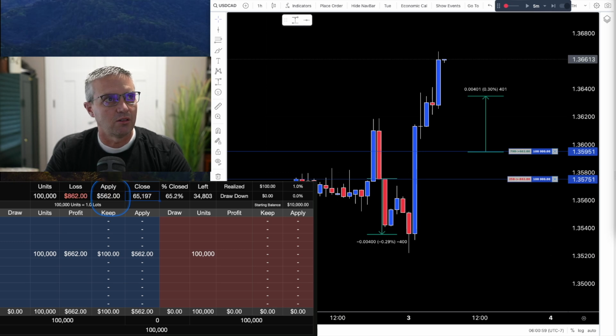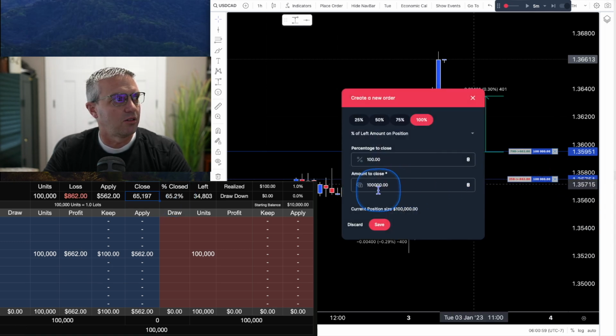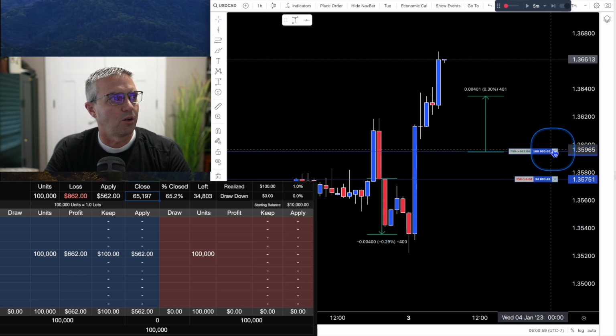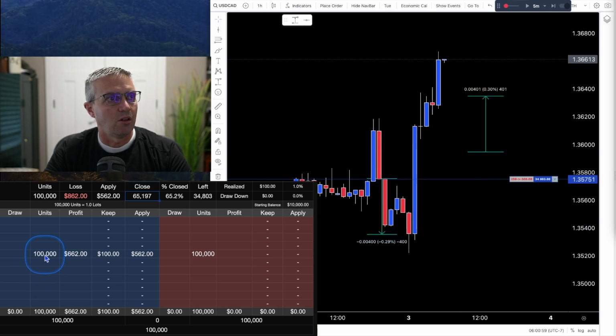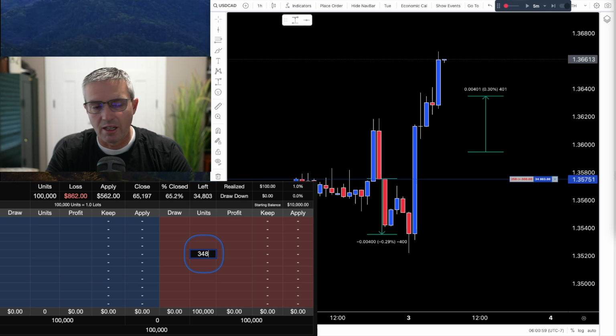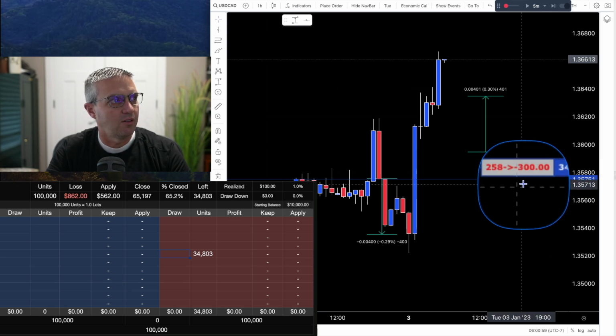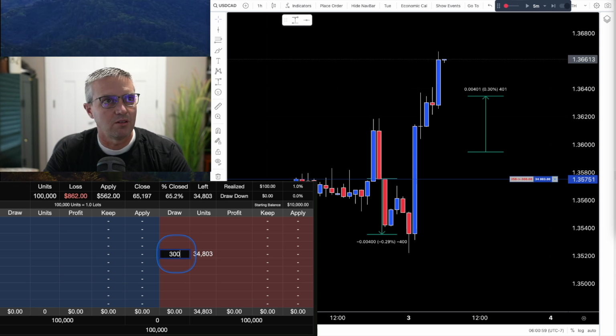So $562 gets applied, and we're going to trim our 100,000 unit position by 65,197 units, or 65.2% trim. All right, so let's do that. We're going to trim this by 65,197 units. And we're going to close the one in the money by 100%. Okay, so we no longer have this position. And we have a 34,803 unit position, and it has current drawdown of $300. So let's keep track of that, $300.